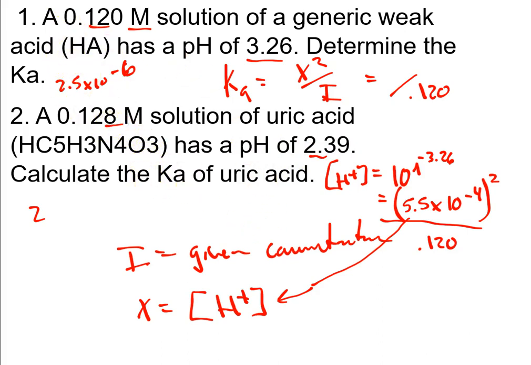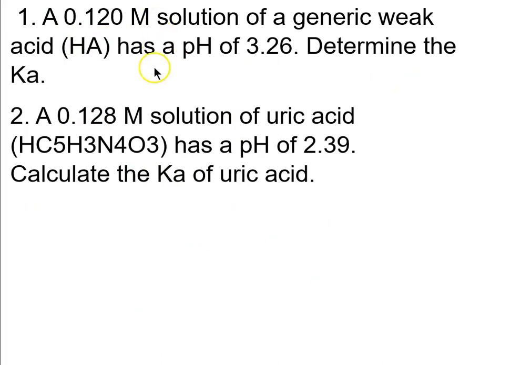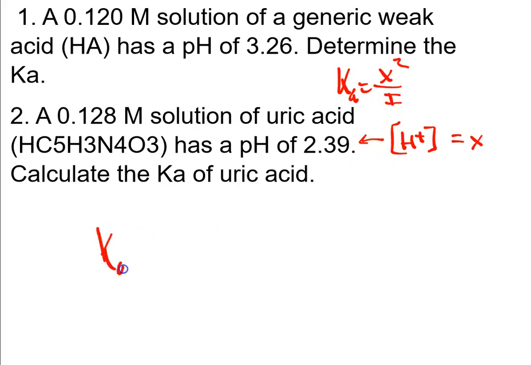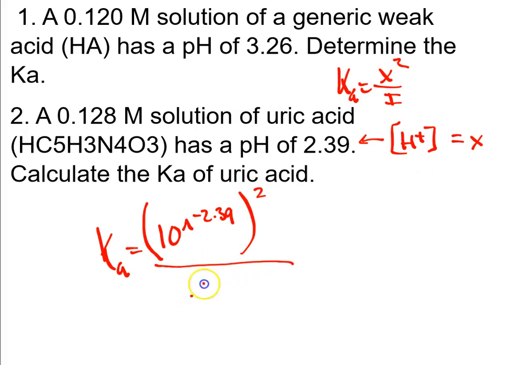So now that we did number 1 together, take a minute or two and do number 2 if you haven't already done it. All right, so it's the same deal. We're going to use this to find the H plus concentration, which is the X for my Ka equals X squared over initial, right? So my Ka will be equal to 10 raised to the negative 2.39, because that's what will tell me this value. And I'm going to write it this way, squared, because that's what will be X, correct? And I divide that by 0.128.